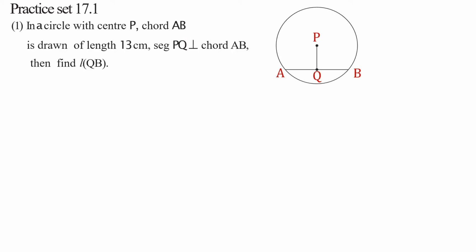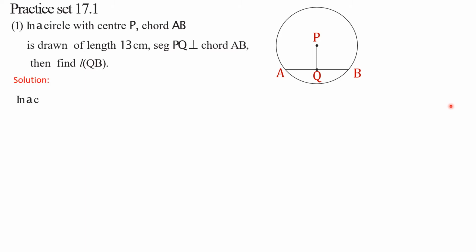Practice set 17.1 is based on properties of chords. First example: in a circle with center P, chord AB is drawn of length 13 centimeters. Segment PQ is perpendicular to chord AB. Then find QB. Here we find out QB.